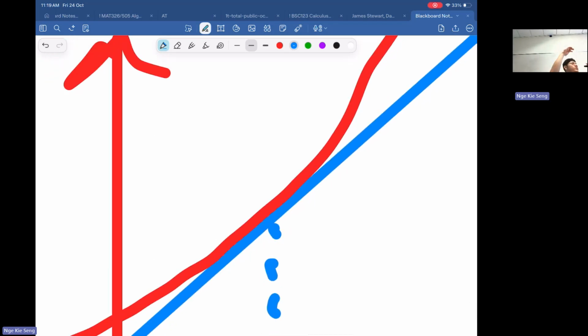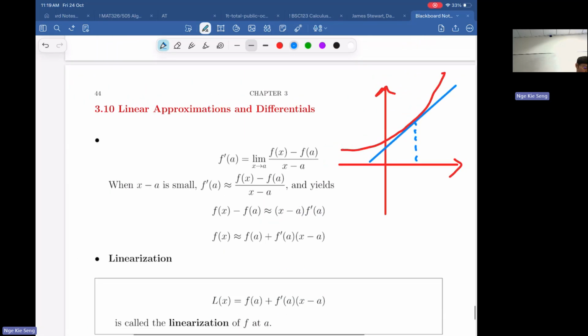You cannot see the curve, you just see a straight line, if you zoom in big enough. What do we mean by that? You can actually estimate the gradient at that point by some x nearby. Throw the limit away, you just remove the limit. You can use some specific x nearby, to find this f prime a.